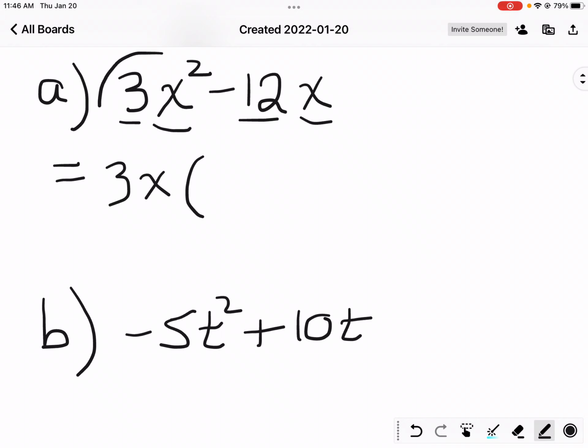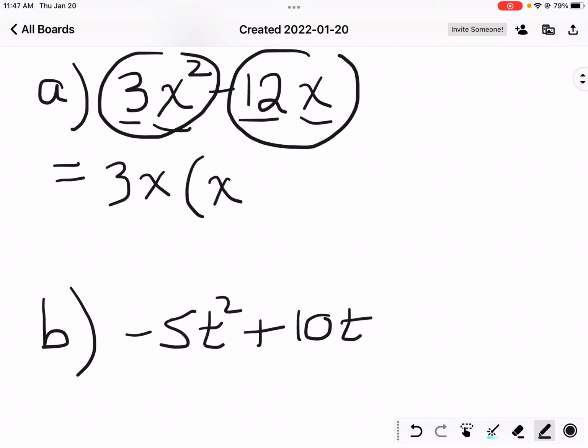So when I divide 3x squared by 3x, the 3's cancel off, and x squared divided by x leaves x. When I divide 12x by 3x, the 12 divided by 3 is 4. Notice we have the minus sign. And x divided by x cancels out, leaving x minus 4.